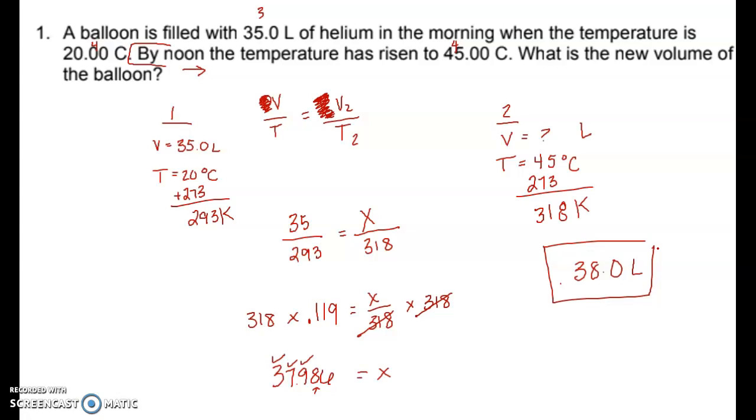So this is the basic way you're going to solve all of these problems. List what you're given, the initial situation and the secondary situation, then plug in the things that you have, and eventually you will be ready to do the math and get your answer.